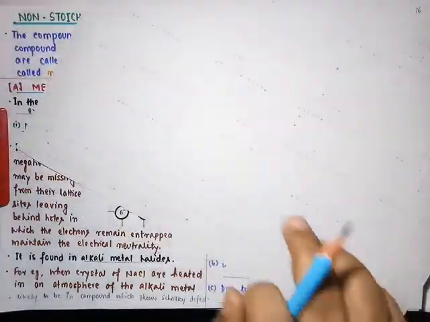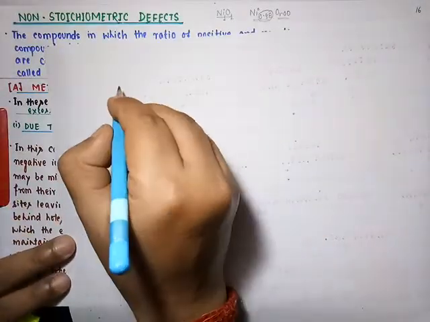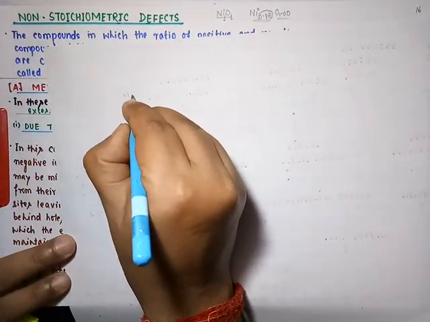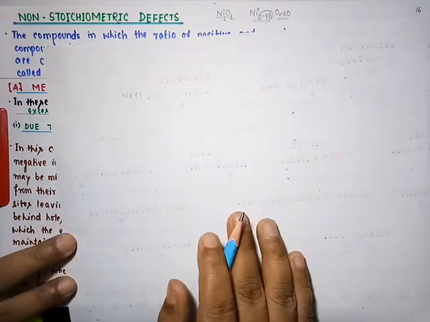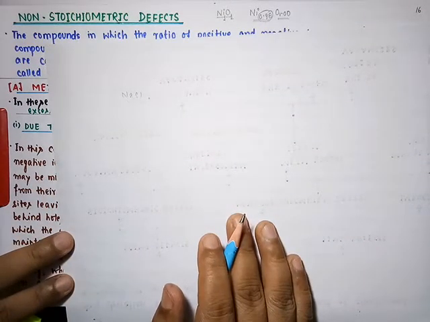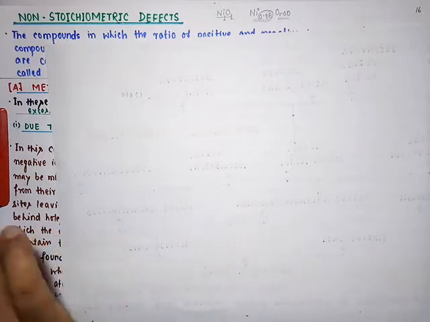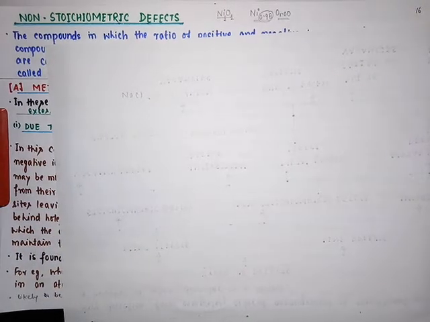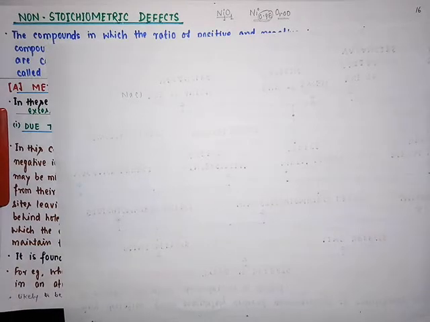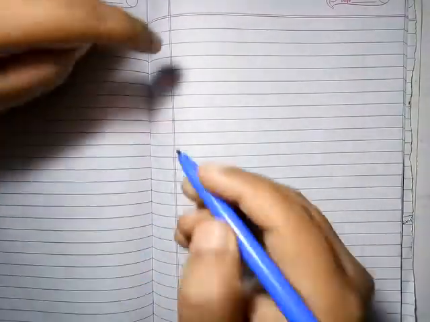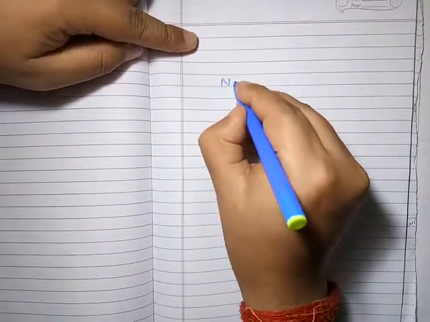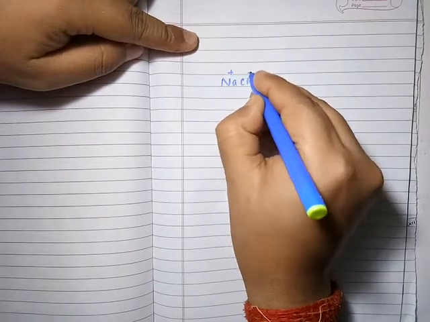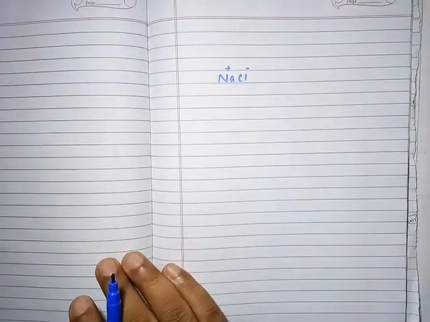So student, let us take sodium chloride, NaCl, as the alkali metal halide. Okay student, let us take sodium chloride as the alkali metal halide. So I have taken sodium chloride NaCl as the alkali metal halide, Na plus Cl minus.